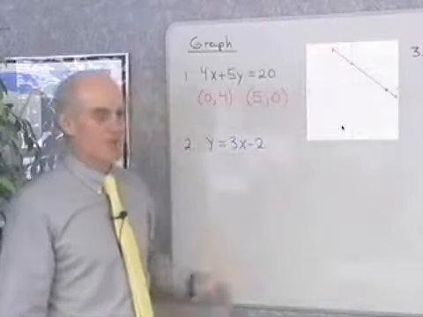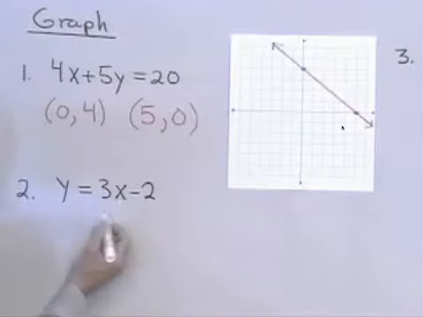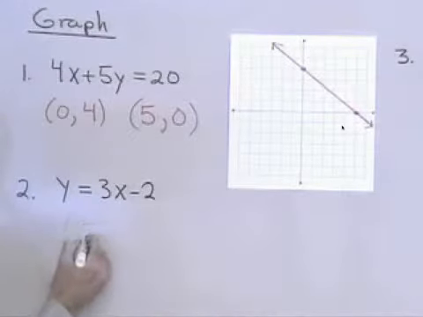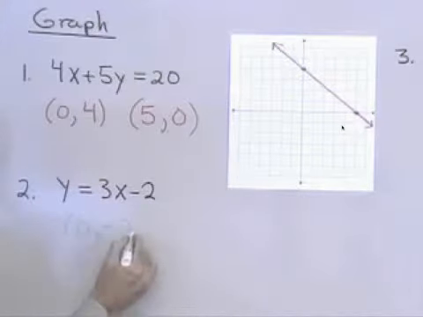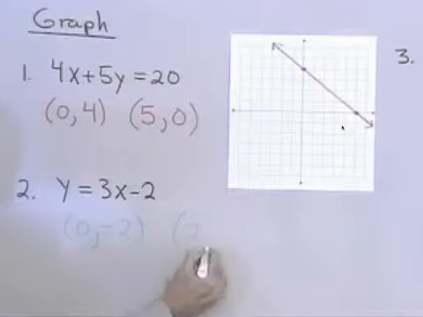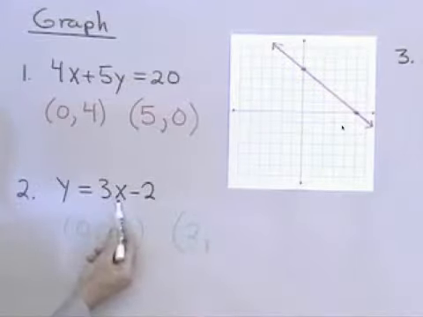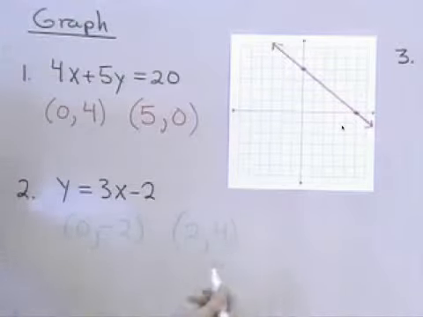Let's look at another equation. Y is equal to 3x minus 2. And so in this case, let's just find a couple of ordered pairs. I'll start with x equals 0, then y is equal to negative 2. And how about if we try x is equal to 2, y is equal to, let's see, 3 times 2 is 6, subtract 2 is 4. Well, there's 2 points. We could find another point if we want, but these should be good enough.